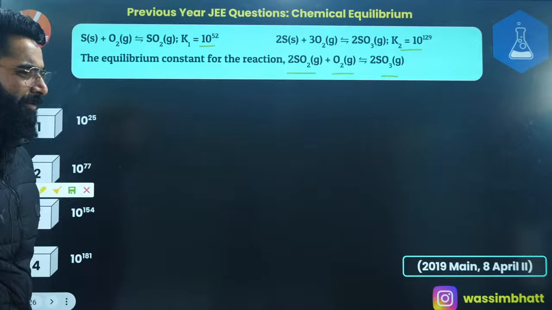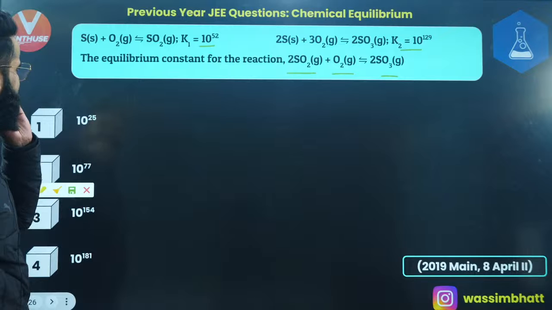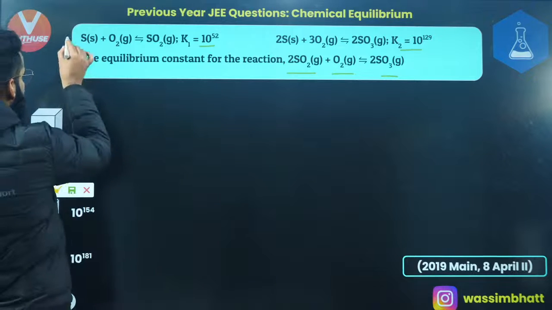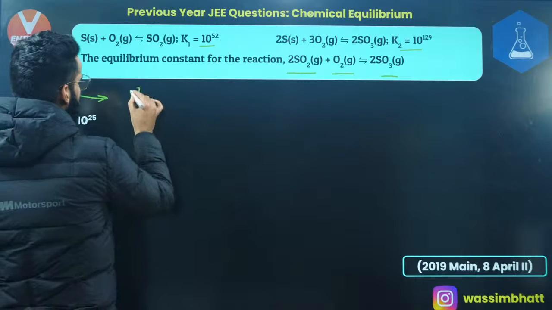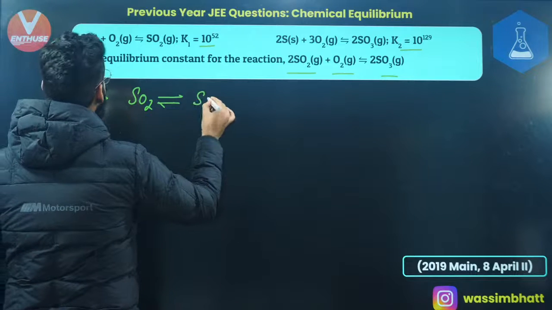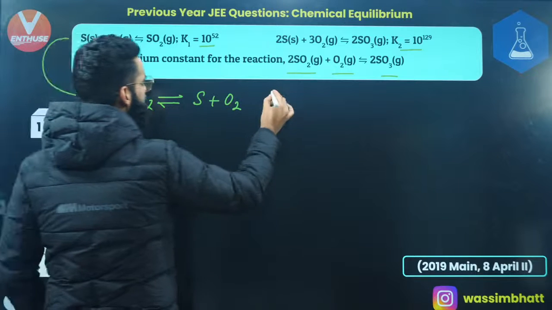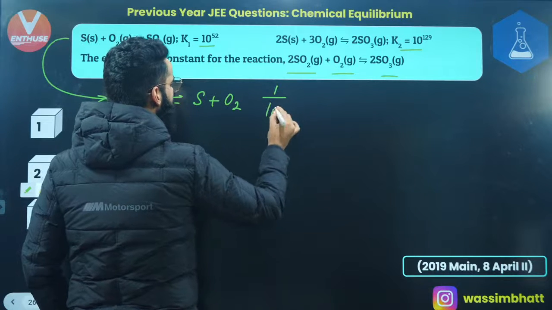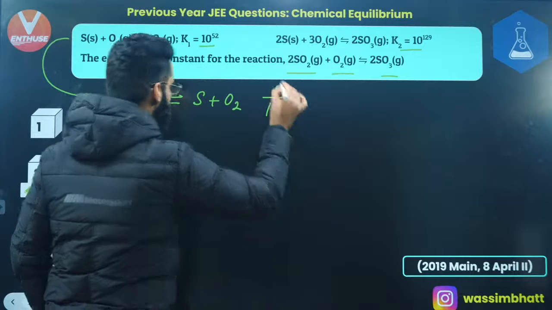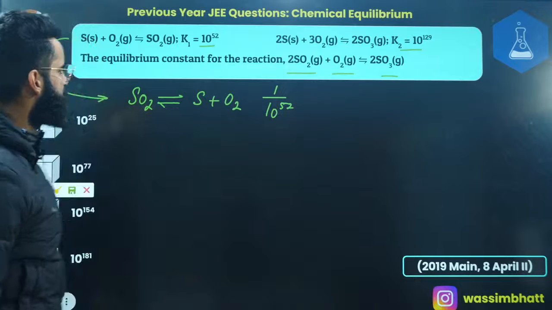Again, a very simple question. How we are going to solve this? Have a look. See guys, what exactly I'm going to do. If I reverse the first reaction, the reaction becomes SO2 gas in equilibrium with sulfur solid plus O2 gas, right? On reversing the reaction, equilibrium constant gets inversed, so it becomes 1 divided by 10 raised power 52, right? I reversed this reaction, so its equilibrium constant is inversed, correct?